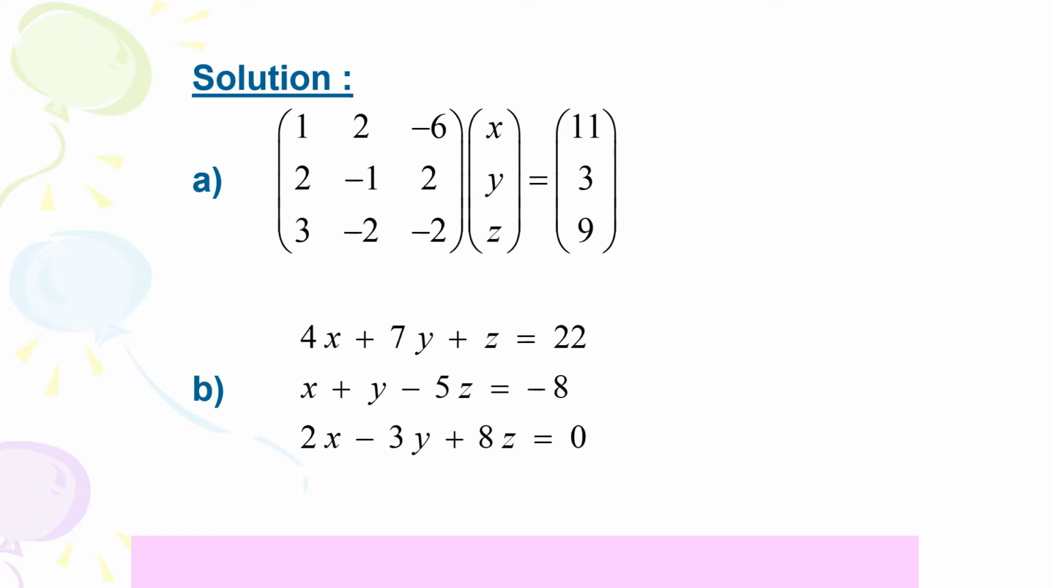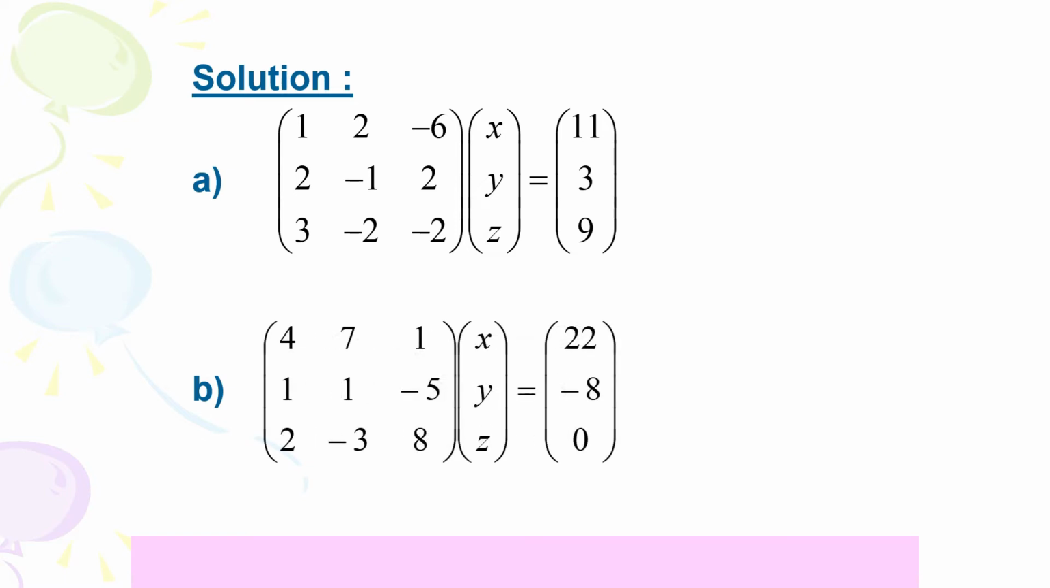The same goes for question B. We have 4x + 7y + z, then x + y - 5z, and then 2x - 3y + 8z. Form a matrix A, then a matrix of variables and also the constants, and it will become as stated in front of you.